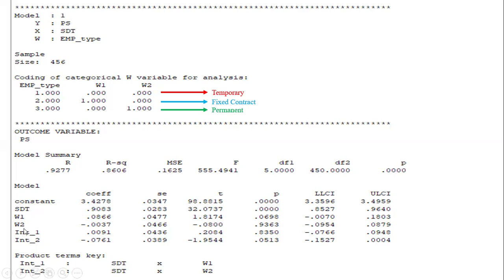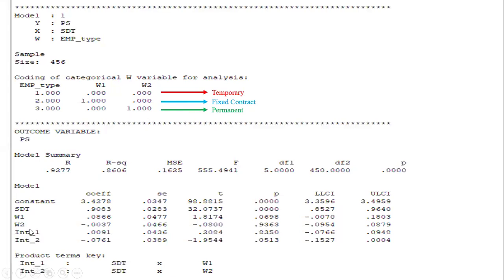In the same way, if we see those employees who have the permanent job type, or who have the permanent job type with W2, they have a negative impact, but it is not statistically significant. So this is posing an insignificant impact of permanent employees.